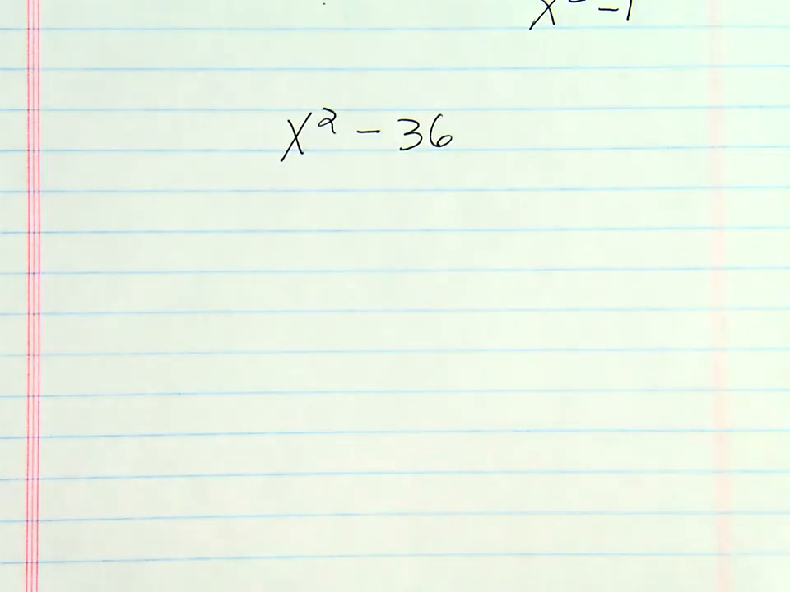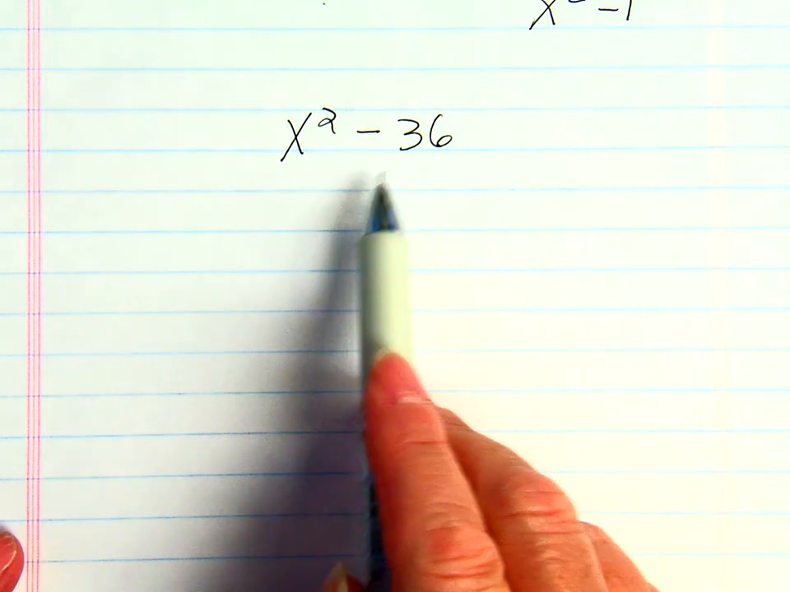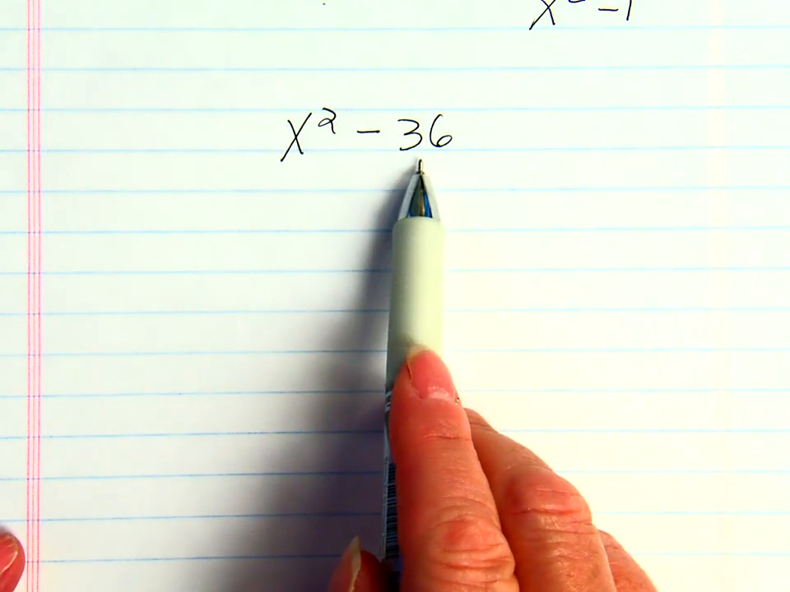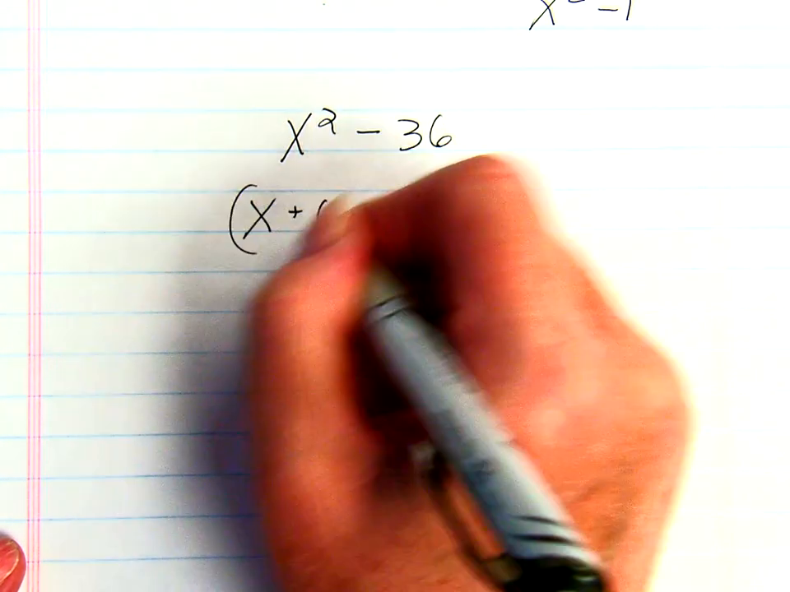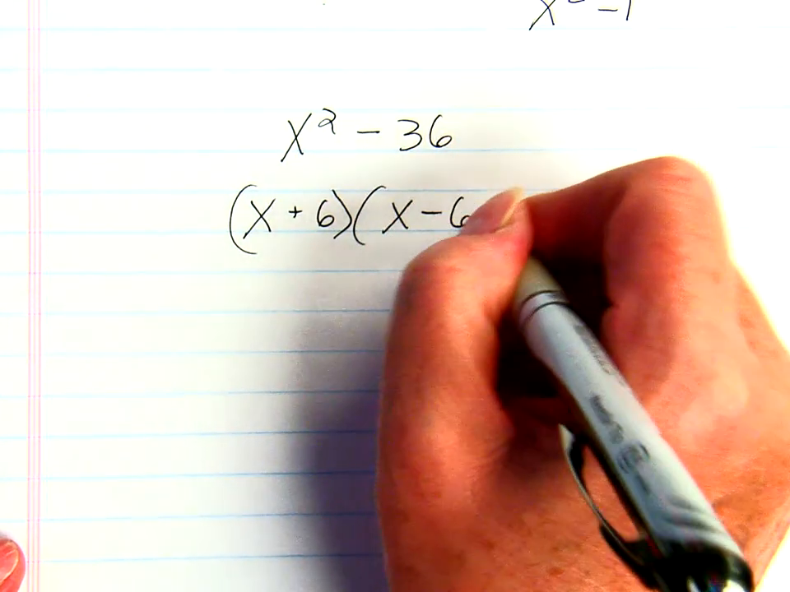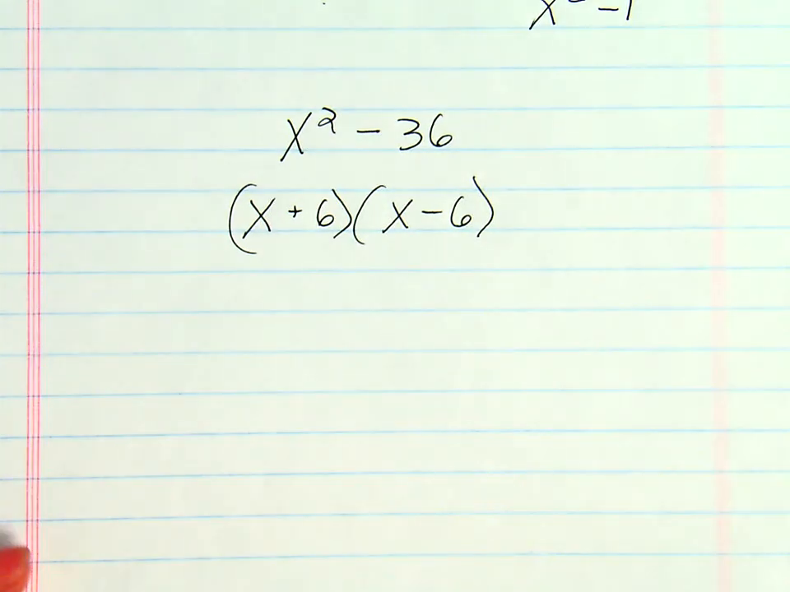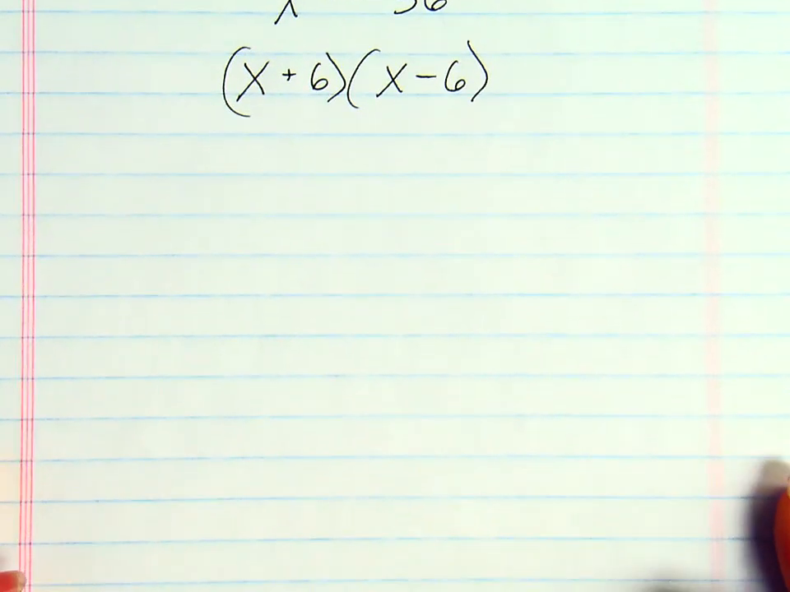We need to be able to look at that and realize there is no b term. This is a perfect square. This is a square. So we have to know that this is (x plus 6)(x minus 6). This is just a visual. You have to be able to look at that and see it.